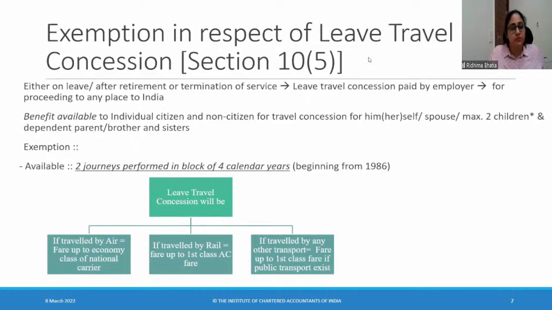Hotel accommodation is 15 days. Dual accommodations is 90 days.